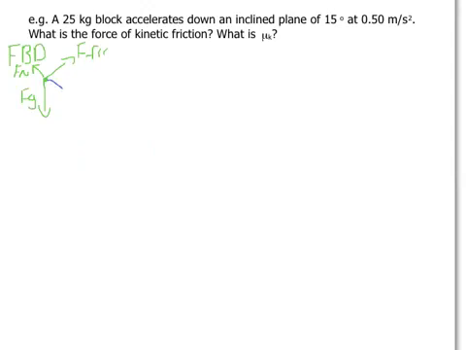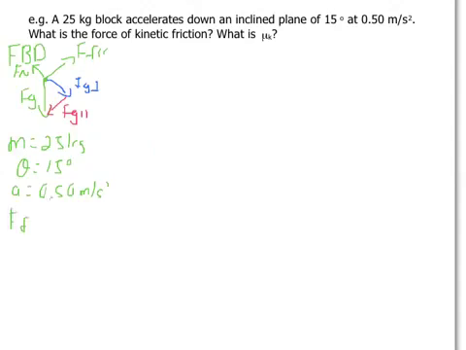Force of gravity we can break down into Fg perpendicular as well as Fg parallel. We're also told the mass of the block is 25 kilograms. Inclined plane is 15 degrees. Acceleration is 0.50 meters per second squared. And we're asked to find the force of kinetic friction first. Because the force of kinetic friction is acting in the parallel direction, let's first look at the parallel direction.